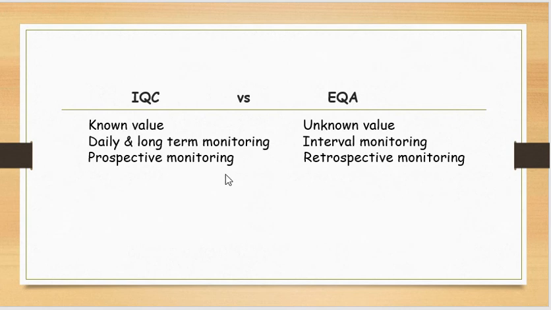And IQC is prospective monitoring, meaning that when you run the IQC and detect any error, you capture it straight away and you do the troubleshooting on that same day. Whereas EQA is retrospective monitoring, meaning that you run the sample today, and then 2 weeks later, when you receive your result, then you know that your performance has a problem. Then after that, you have to troubleshoot it. So it is retrospective monitoring.